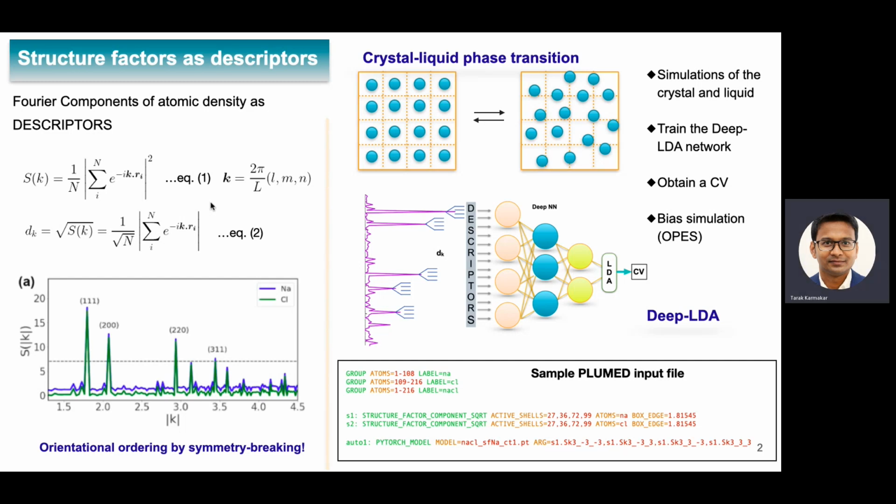The Deep LDA method is a dimensionality reduction technique which has a feed-forward neural network followed by the linear discriminant analysis step, which is linear. The CV thus constructed was used in the recently developed enhanced sampling method OPES to sample the crystallization events. A sample PLUMED input file is shown on the right bottom panel.